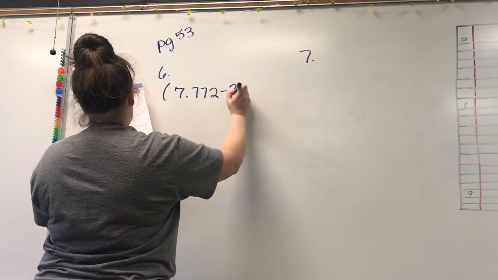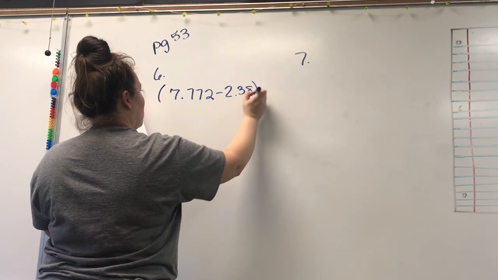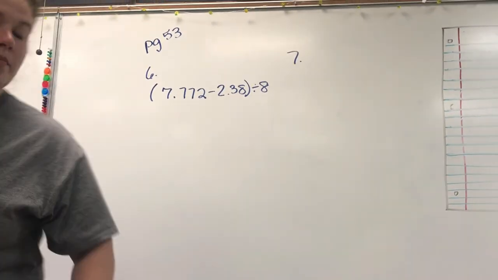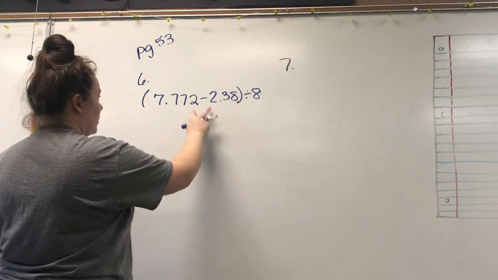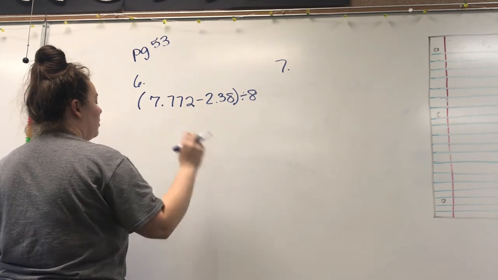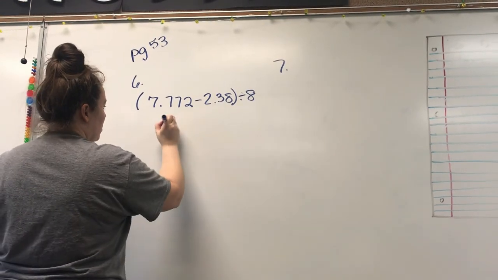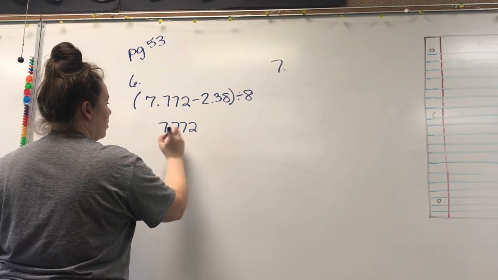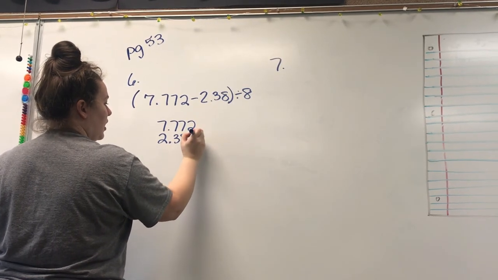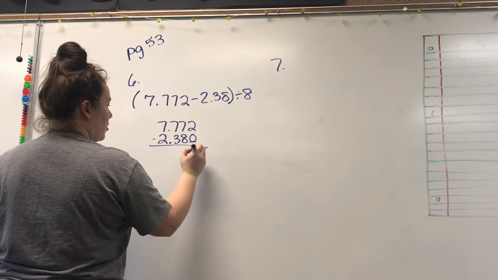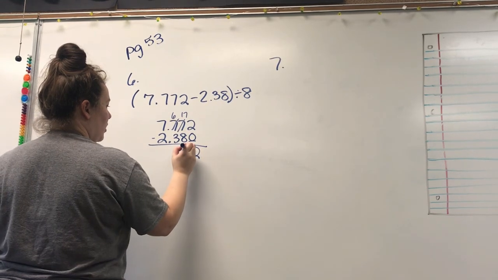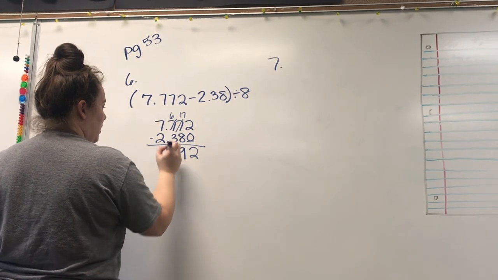7.772 minus 2.38 divided by 8. Okay, where do I need to start? I need to start in the parentheses. It's a subtraction problem. I know I have to line up my decimals. 7.772, 2.38, fill in any blanks with zeros. 2, 9, 3, bring down your decimal.